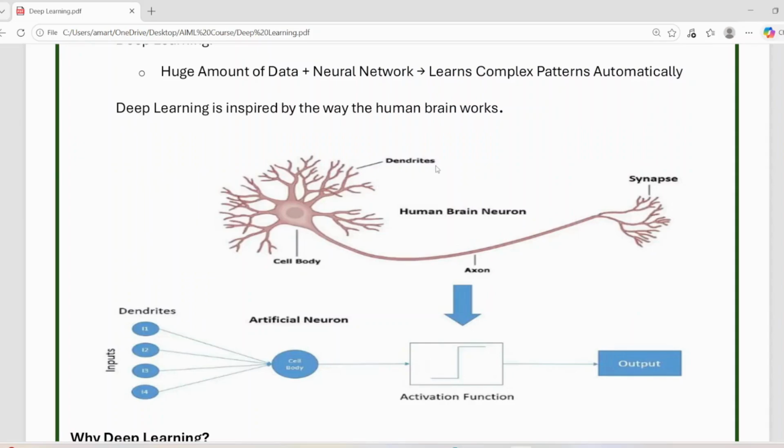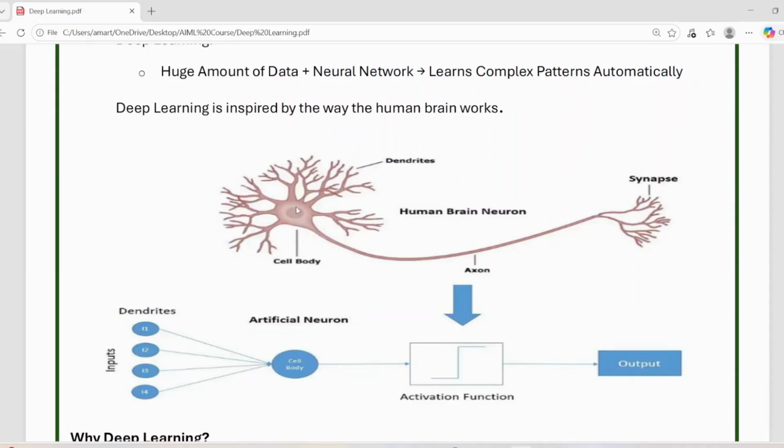First is your dendrites. What do dendrites do? They receive information from other neurons. Suppose your eyes see a car. This signal will reach neurons through dendrites. Now, the second part is your cell body, the center part of the neuron. It processes the received information and decides what to do next.